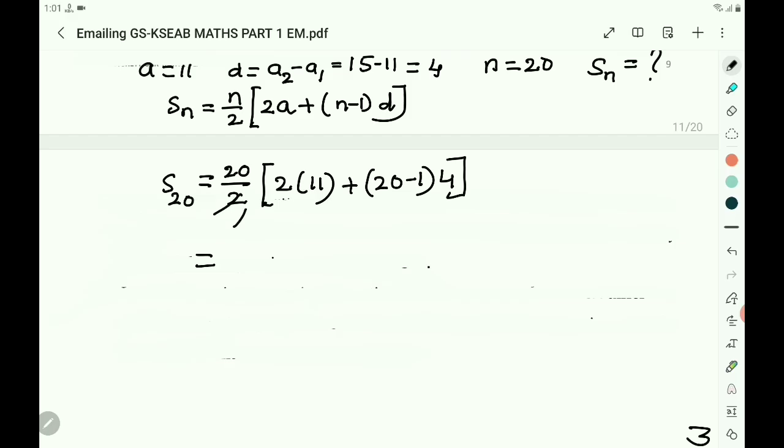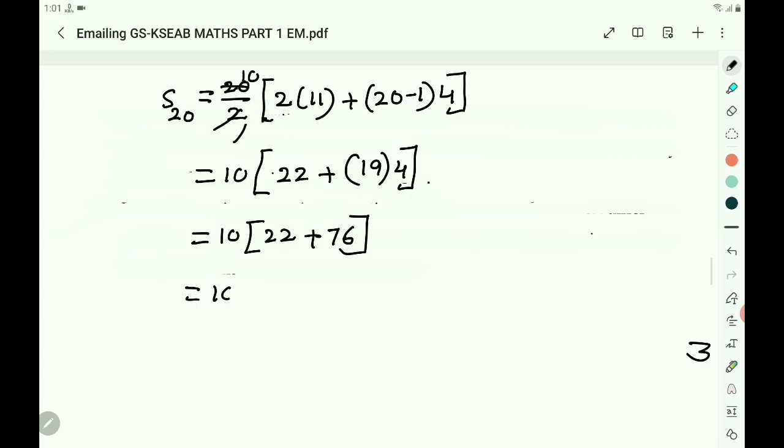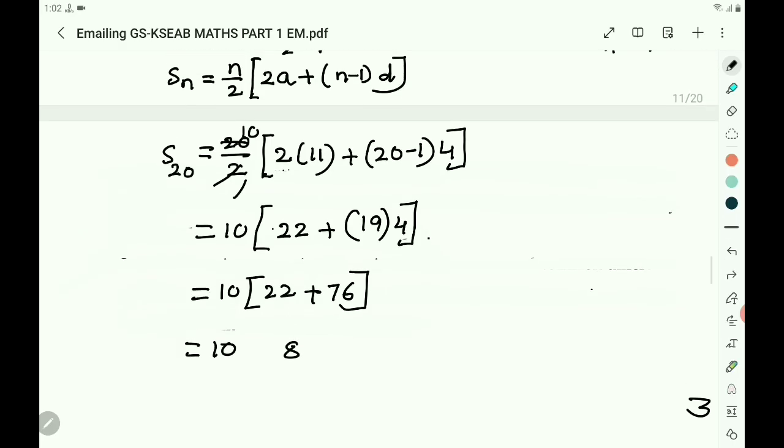That equals 10 into 2 into 11, which is 22, plus 20 minus 1, which is 19 into 4. 22 plus 19 fours are 76, equals 10 into 98.